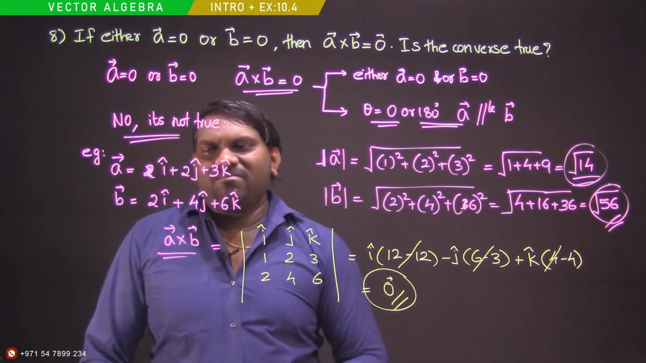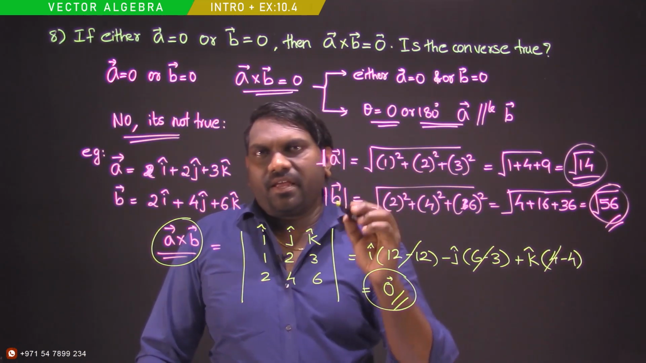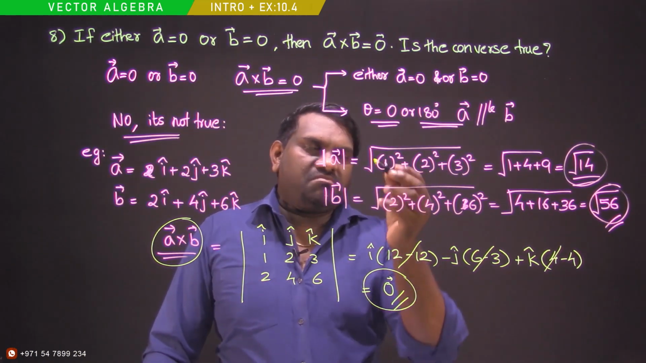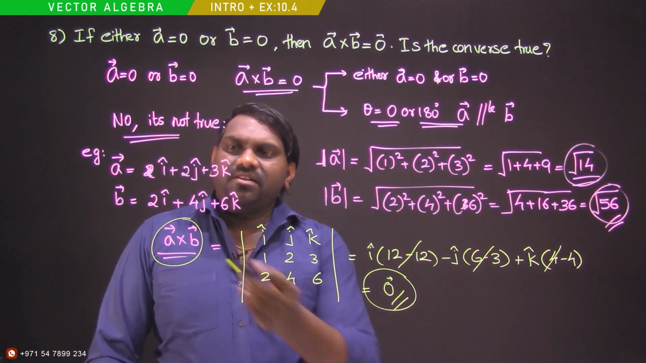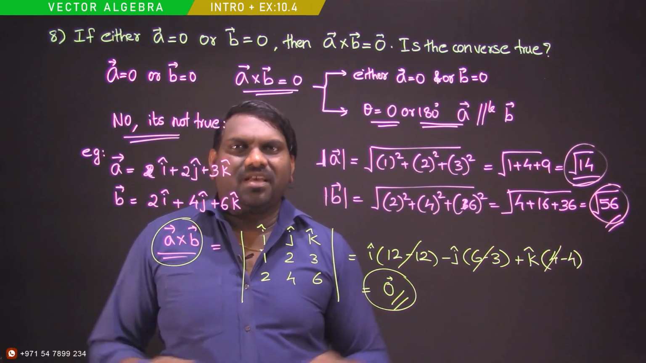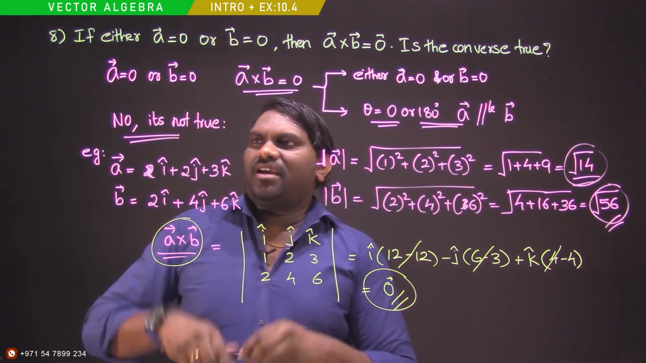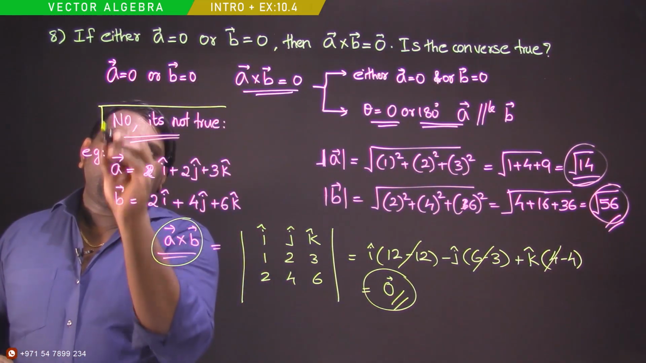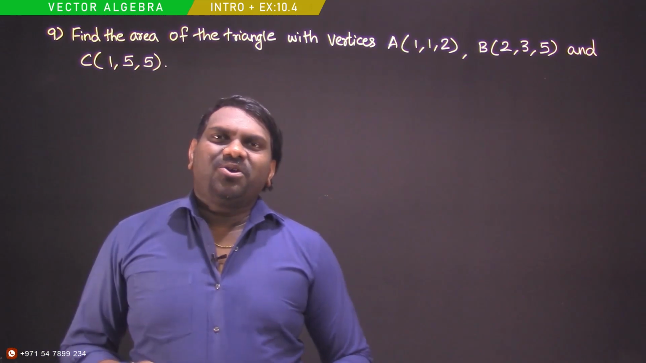So even if vector A and vector B are not 0, still your A cross B is going to be 0. Why? Because they are parallel, for that simple reason. That's why I have told you here, no, it is not true. The converse is not true. On to the 9th question.